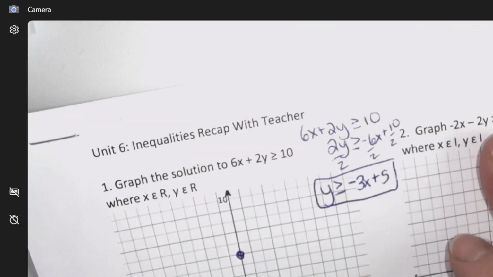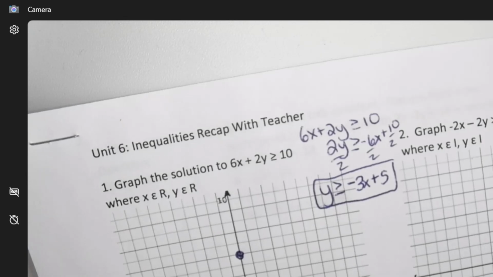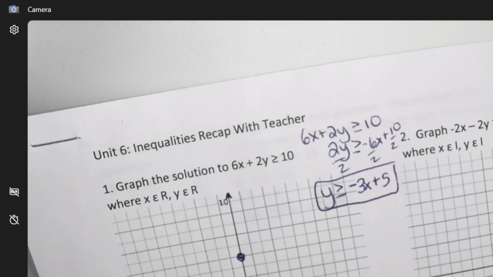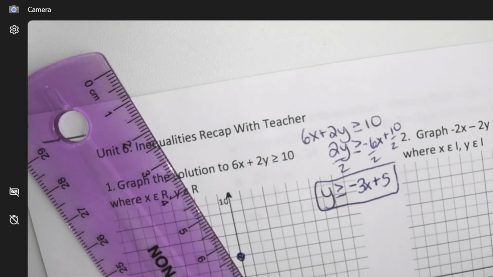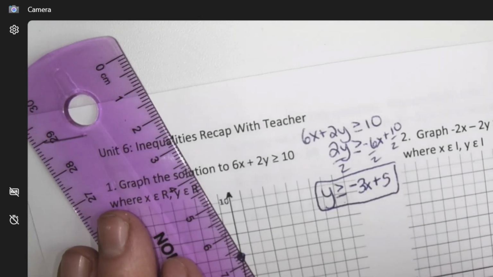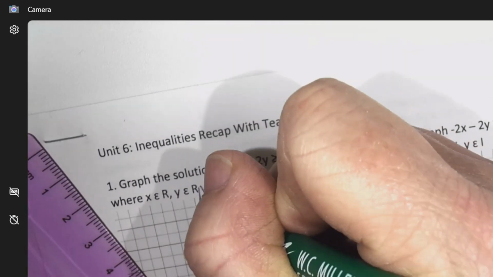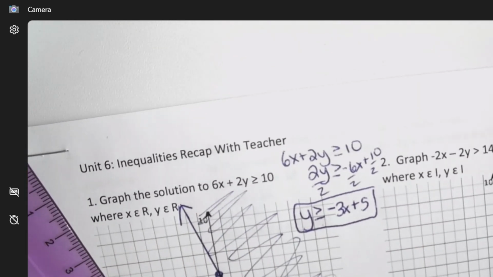Okay, you're going to decide if this line should be dashed or solid. What's our option? I'm going to be solid. Why am I solid? Because what does this say? You can be also equal to it. So now if I'm equal to it as well, I'm on it. I'm on it or above it.